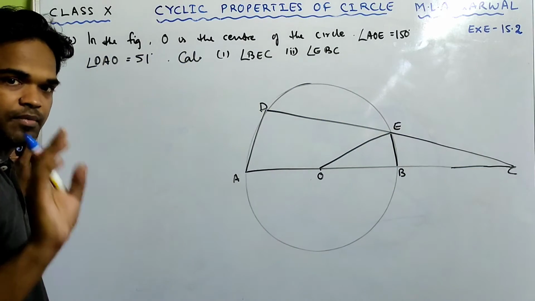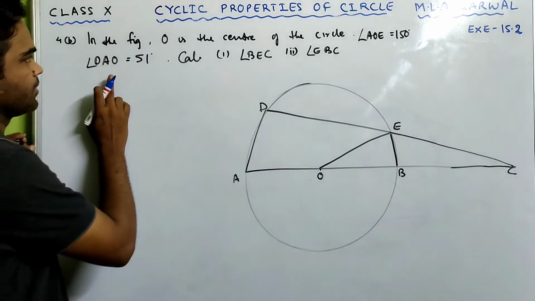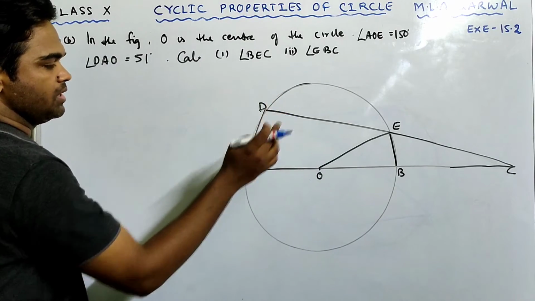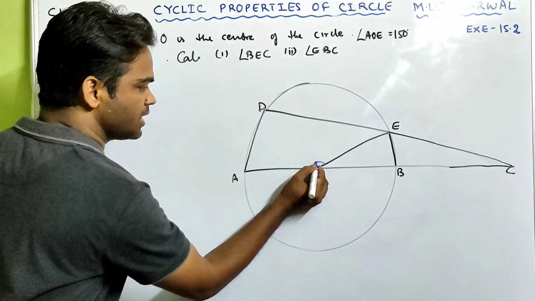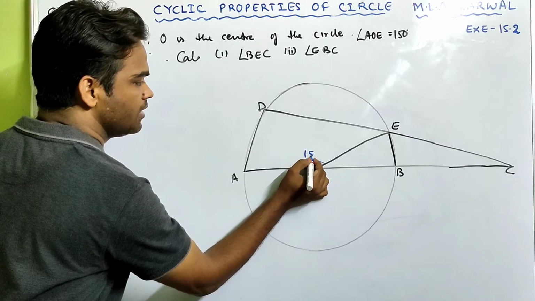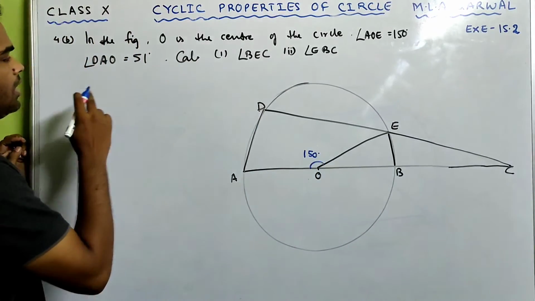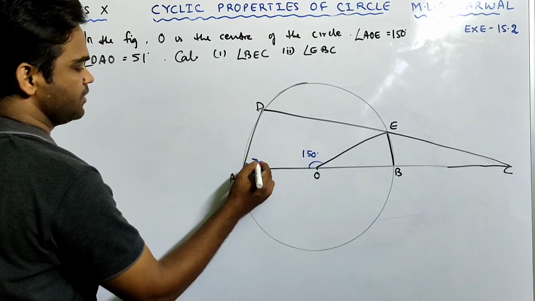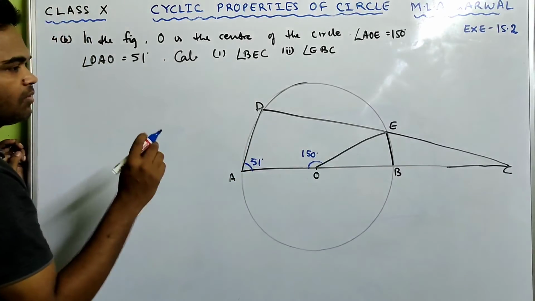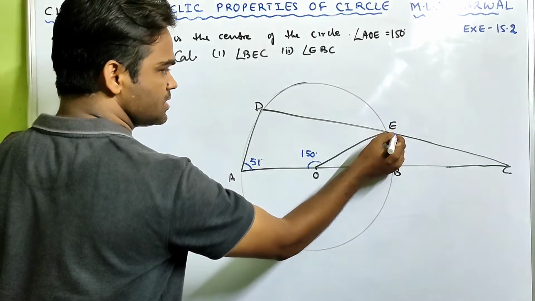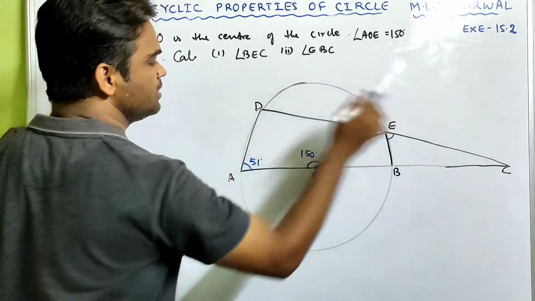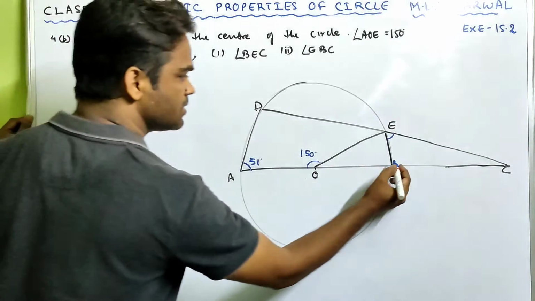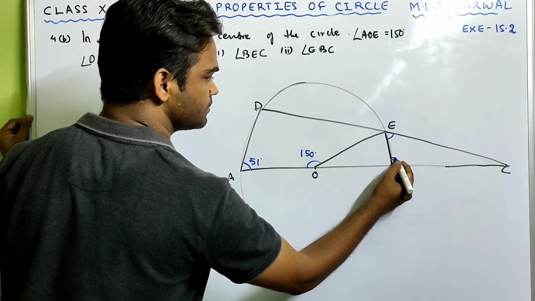Now look at this sum, 4 part B, very interesting. In the figure, O is the center of the circle, angle AOE, meaning this angle, is 150. And DAO, this angle is 51. Calculate BEC, which means this angle, BEC, and EBC, which means this angle.